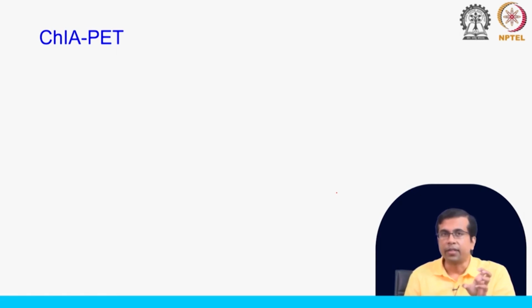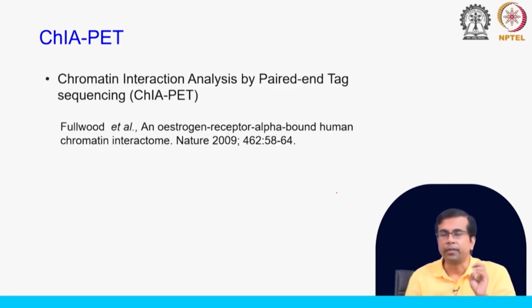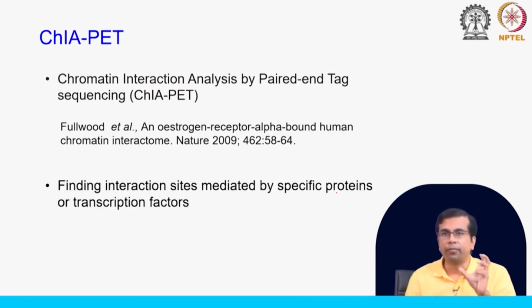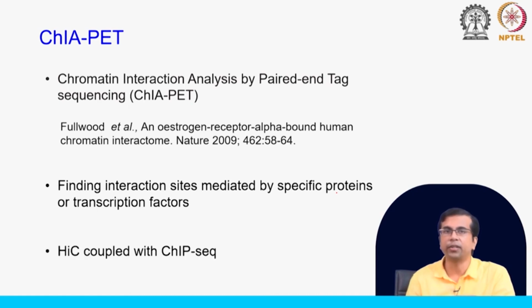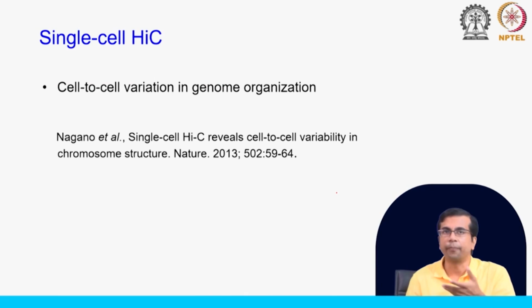The final method I will just very briefly mention is called ChIA-PET. I will not discuss the protocol. The full form is chromatin interaction analysis by paired-end tag sequencing. Here is the reference. What this method does is find interaction sites that are mediated by specific proteins or transcription factors. So, on top of these interaction maps, you also get the proteins or transcription factors that are mediating those interactions. You can think of this as Hi-C coupled with ChIP-seq.